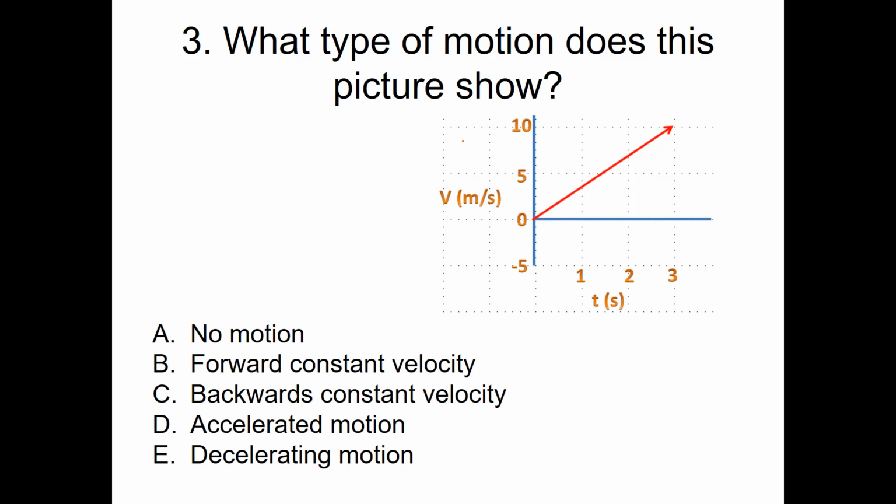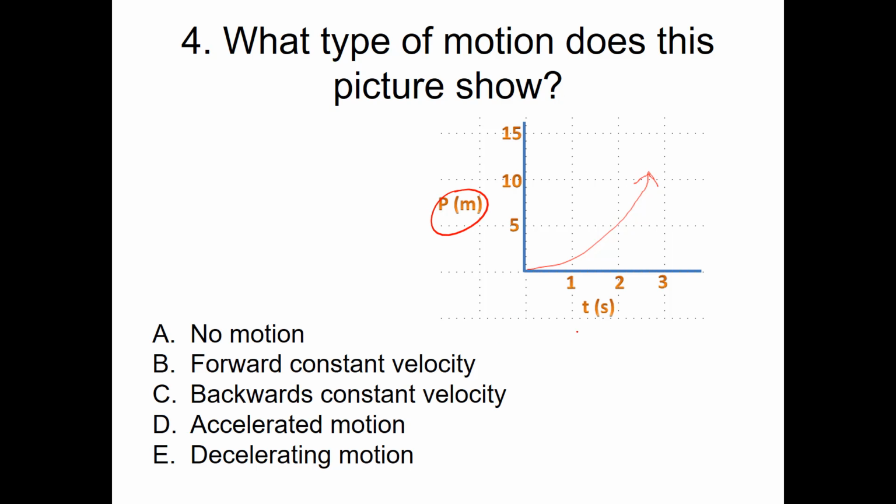Okay, what type of motion does this picture show? We went from 0 meters per second all the way up to 10 meters per second. So we're getting faster and faster, covering more distance per second. We are accelerating. And then on a position time graph, that same acceleration is going to look like this.